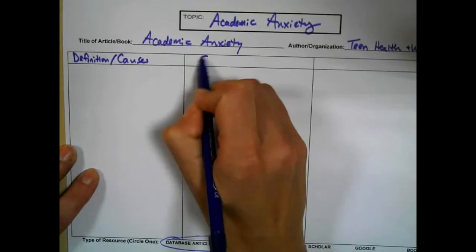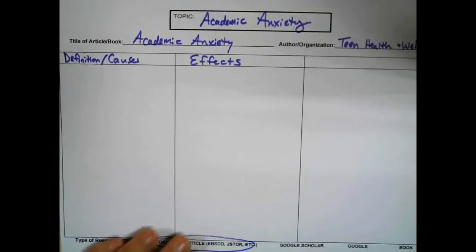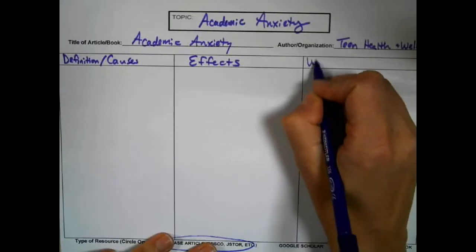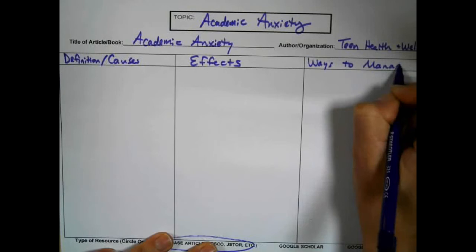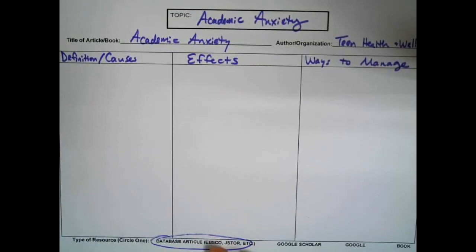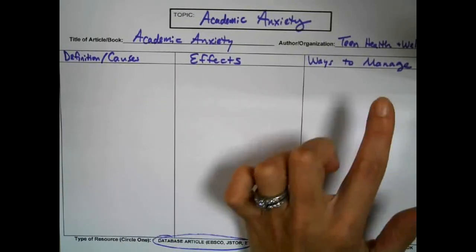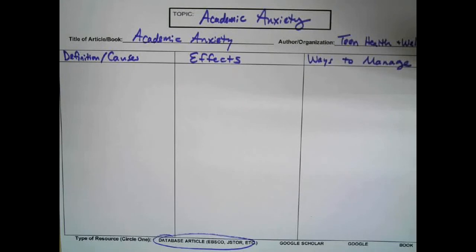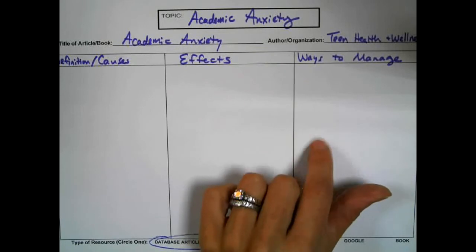I want to have effects of academic anxiety, and I'll just put ways to manage. So I will have all of my note pages, regardless of the article or the source that I use, all of them will have the same 3 subtopics. And so the idea is when I'm reading my article, looking through my source, any information that addresses how to manage academic anxiety goes in here.